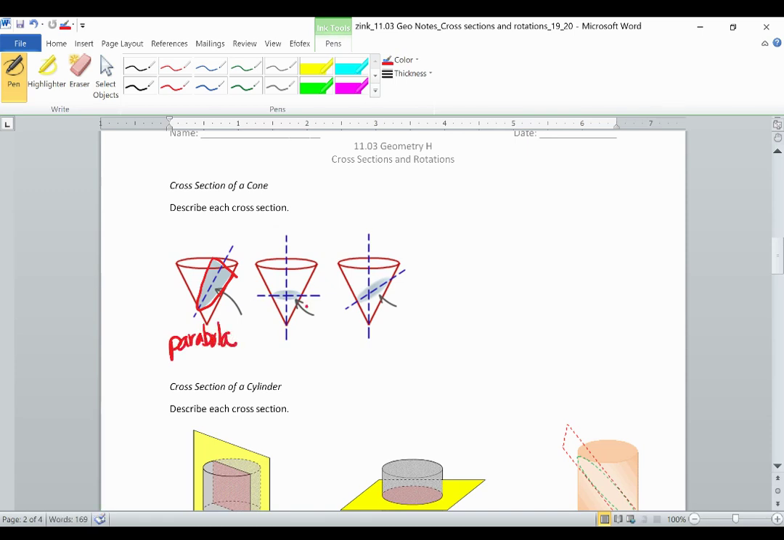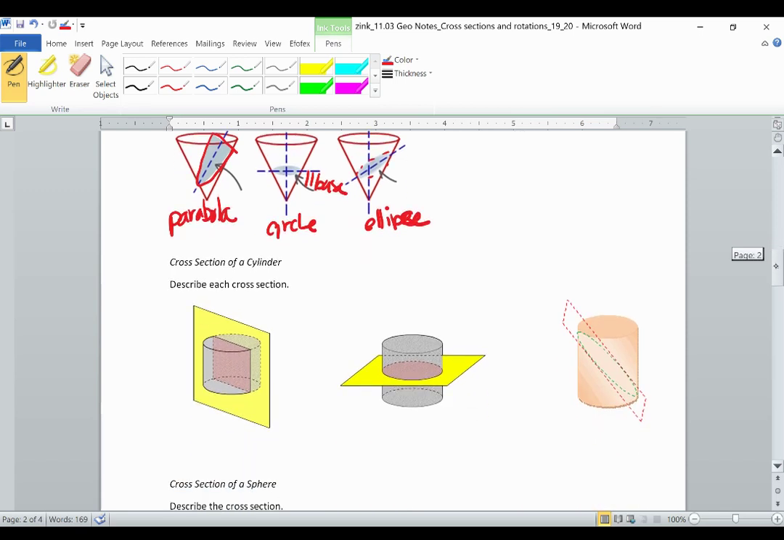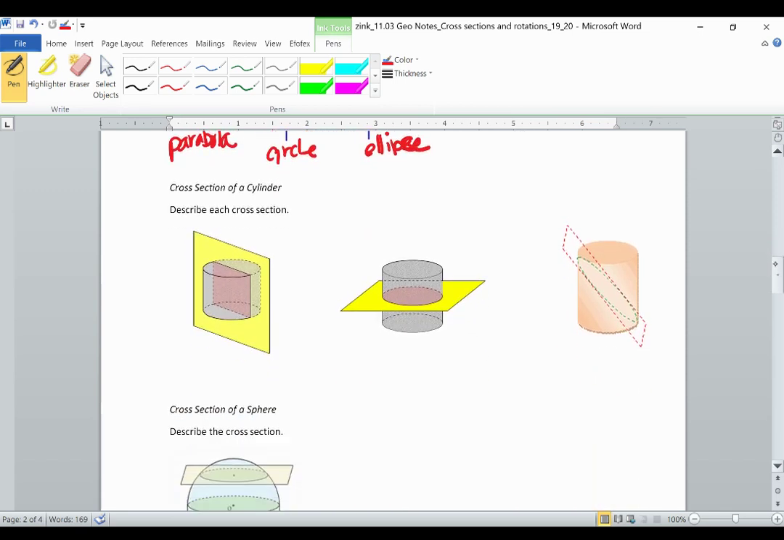Then here we're going parallel to the base. So that one's going to be a circle, same as our base. And this one we're going diagonal. So you're going to create here a nice ellipse. There you go, ellipse. So an ellipse, remember, is just an elongated circle. Now for the cylinder, go ahead, hit pause, try these three.